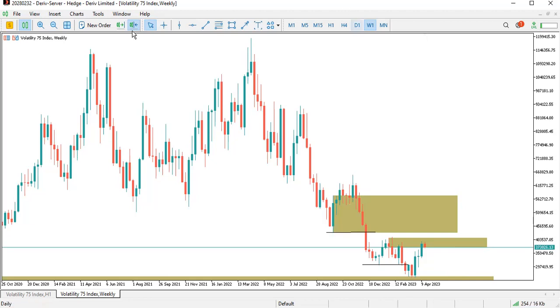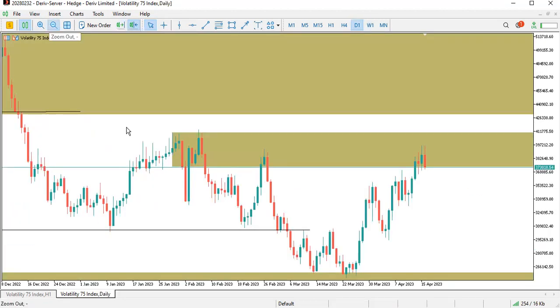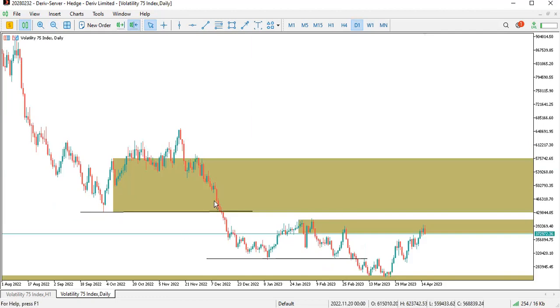You go to a lower time frame. What is your lower time frame? Now it's D1, right? We are now on D1. Then on D1, what do we have here? On D1, we see a different structure, right? So you have to first mark the important zones on your lower time frames.